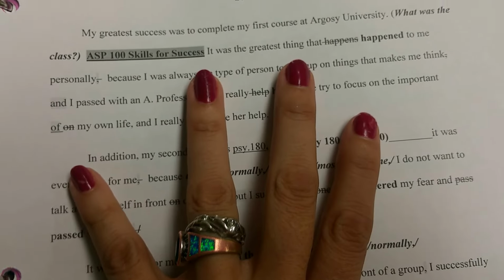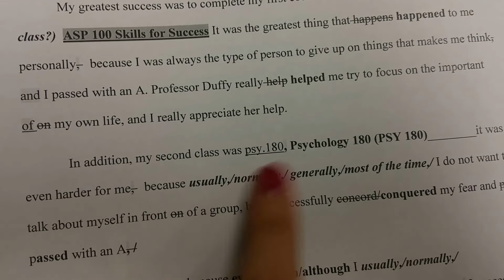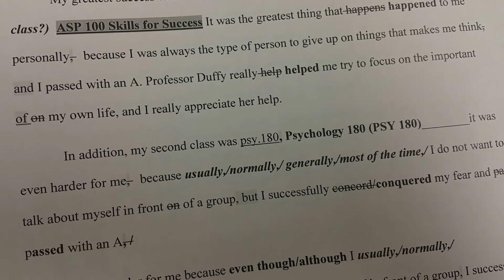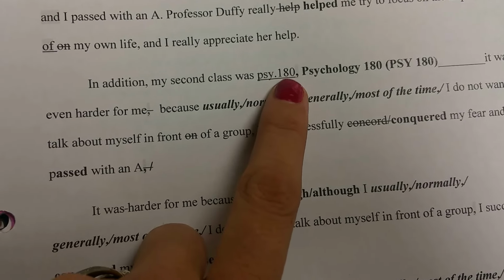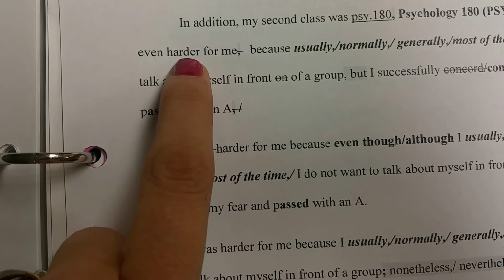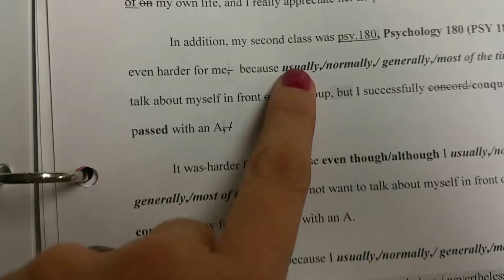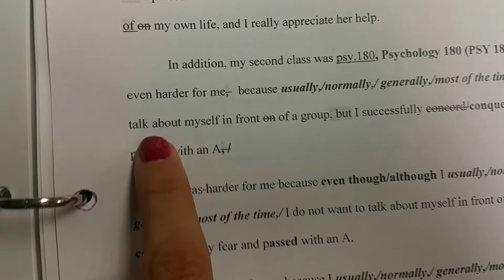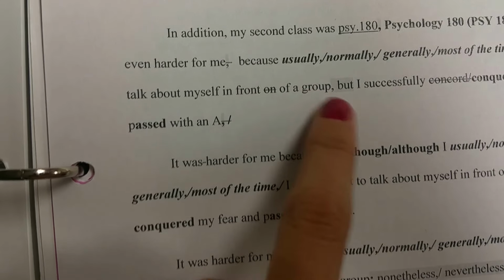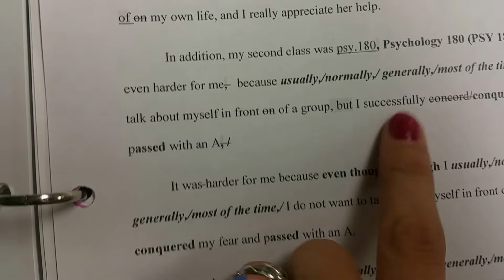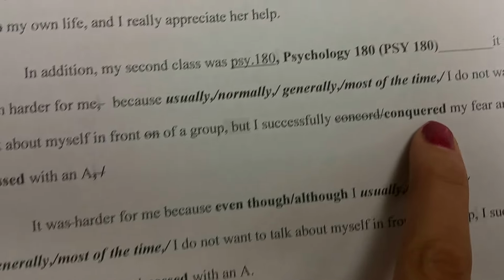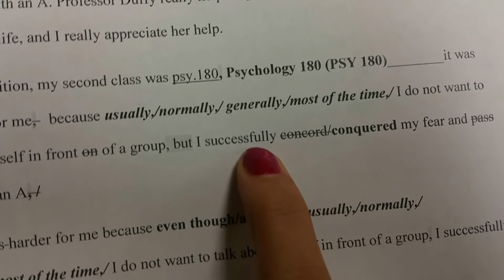Let's see some examples. These are anonymous examples of other students writing about their greatest success. I'm going to concentrate on the use of modifiers and adverbs. For instance: In addition, my second class was Psychology 180. It was even harder for me because usually I do not want to talk about myself in front of a group, but I successfully conquered my fear and passed with an A. Take this one: successfully conquered my fear.